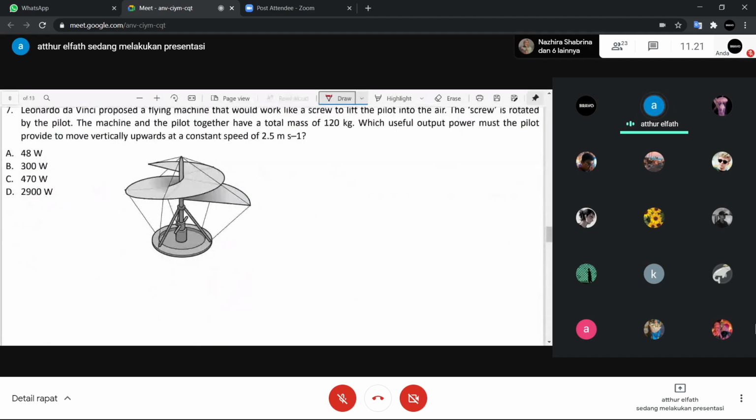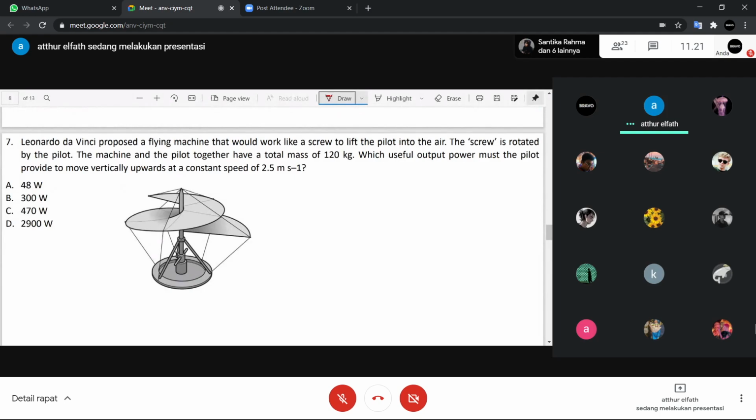Okay, let's continue with number 7. Leonardo da Vinci proposed a flying machine that would work like a screw to lift the pilot into the air. The screw is rotated by the pilot. The machine and the pilot together have a total mass of 120 kilograms. What useful output power must the pilot provide to move vertically upward at constant speed? The power.